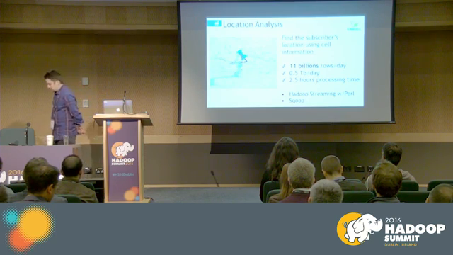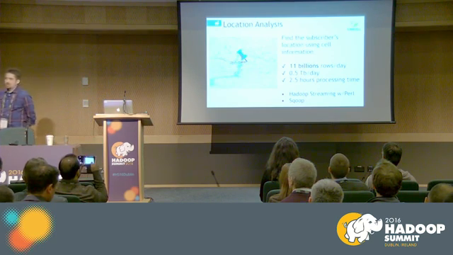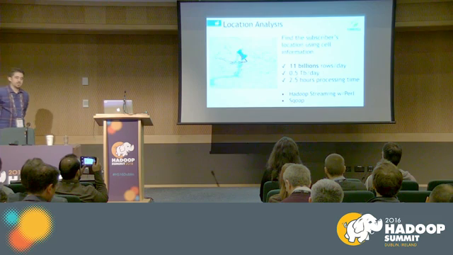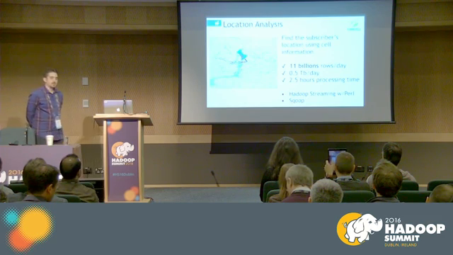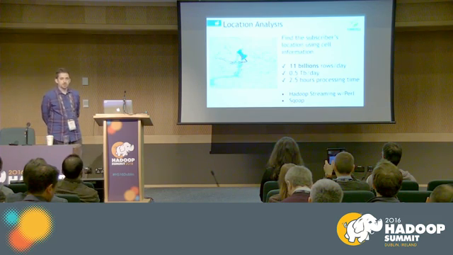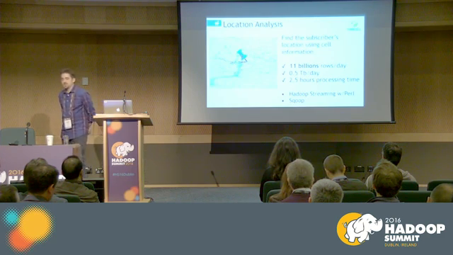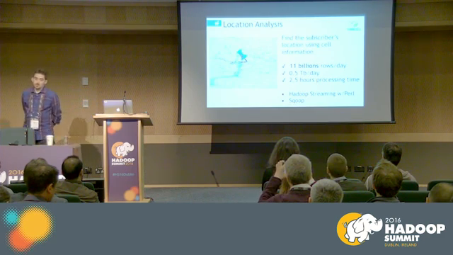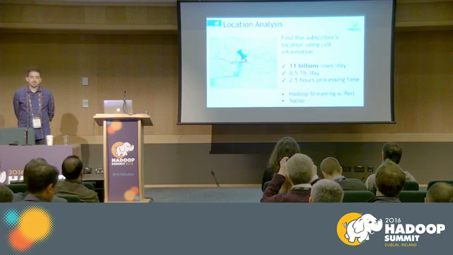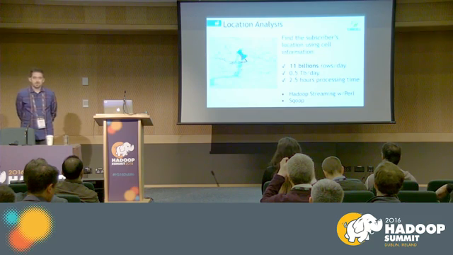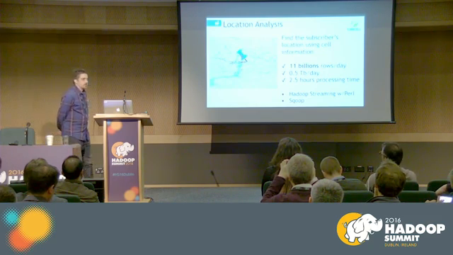So I'm going to give you a couple of use cases and then give you an explanation of how we did this. The first use case is location analysis: find the subscriber location using cell information. That's where the scary part comes in.